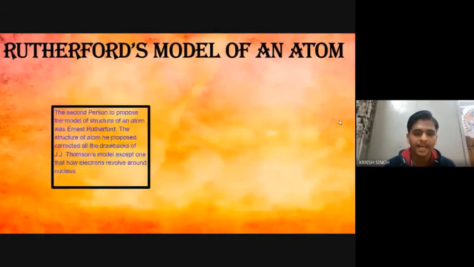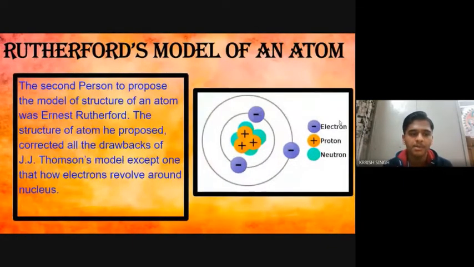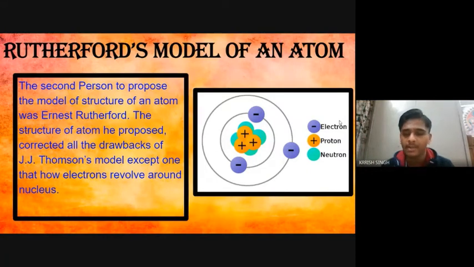Rutherford's model of an atom. The second person to propose a model of the structure of an atom was Ernest Rutherford. The structure he proposed corrected all the drawbacks of J.J. Thomson's model except one: how electrons revolve around the nucleus. This was the structure proposed by Rutherford.